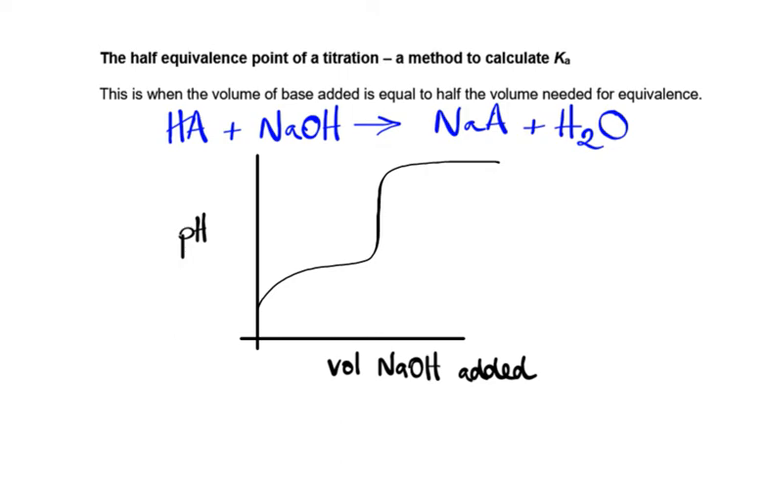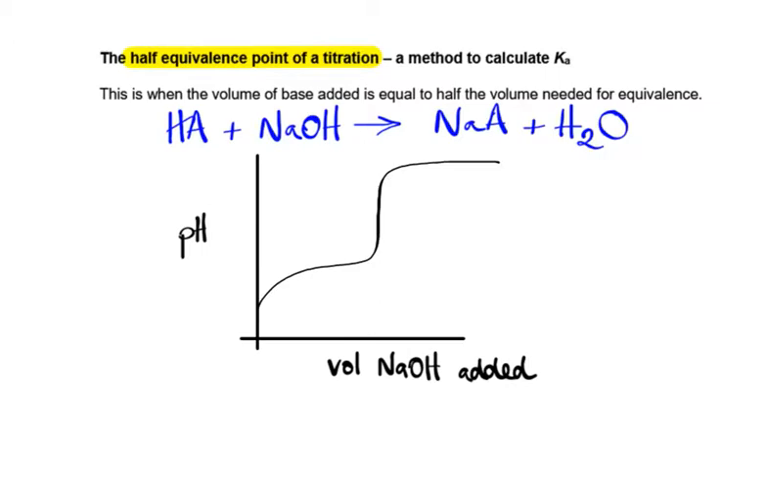In this video we'd like to talk about the half equivalence, and this is a method that we'd use to work out Ka. So hopefully you can see there I've drawn a titration curve. This is for a weak acid with a strong alkali, and there we've got the equation written out. So I'm just talking about the acid HA with sodium hydroxide.